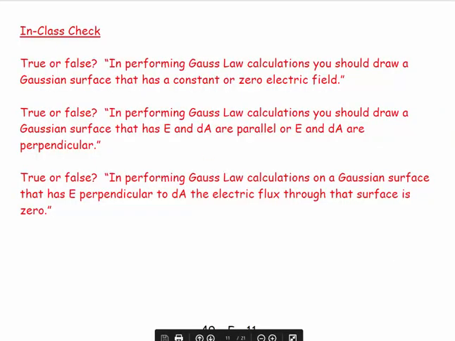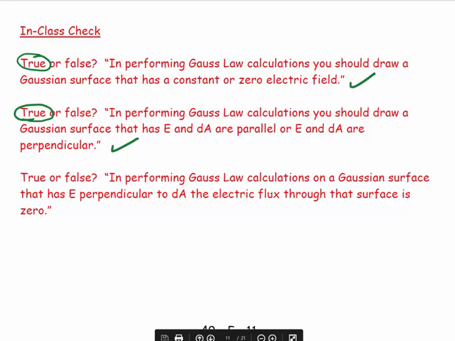So let's look at these questions. True or false? In performing Gauss's law calculations, you should draw a Gaussian surface that has a constant or zero electric field. That's a good thing to do, so I would say that's true. If you can do that, that's great. True or false? In performing Gauss's law calculations, you should draw a Gaussian surface that has E and dA parallel, or E and dA perpendicular. That's also a really good thing to do.